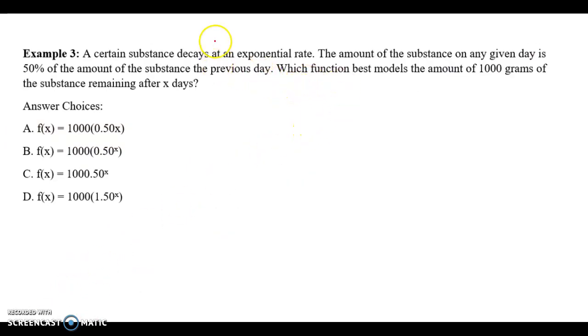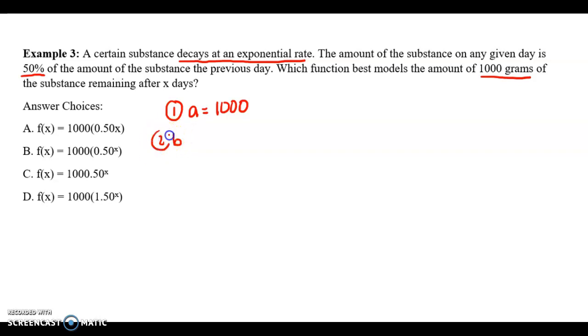Example 3, a certain substance decays at an exponential rate. Okay, we're going to need that later. The amount of the substance on any given day is 50% of the amount the substance the previous day. Which function best models the amount of 1,000 grams of the substance remaining after X days? So step 1, what's the initial amount? That's going to be 1,000 grams.